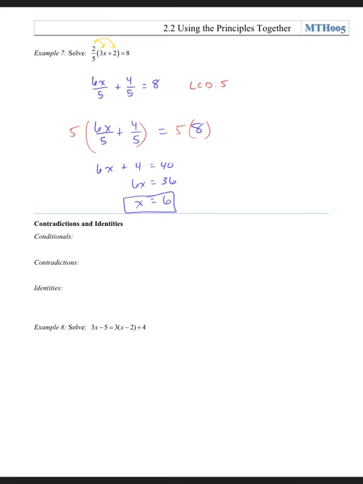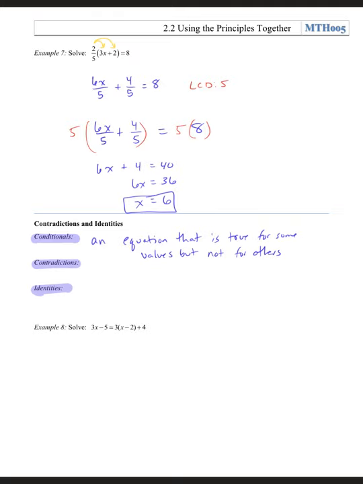All right, the last idea we're going to talk about is conditionals, contradictions, and identities. So these are going to be some definition words that you want to make sure you know. So we have conditionals, contradictions, identities. What a conditional is, it's going to be an equation that is true for some values, but not for others.